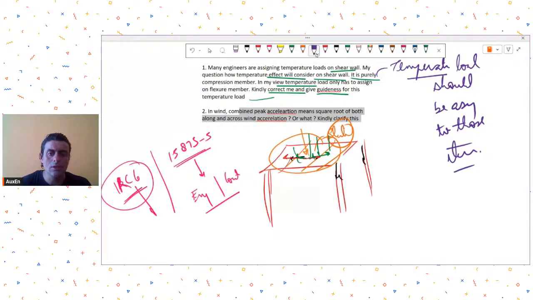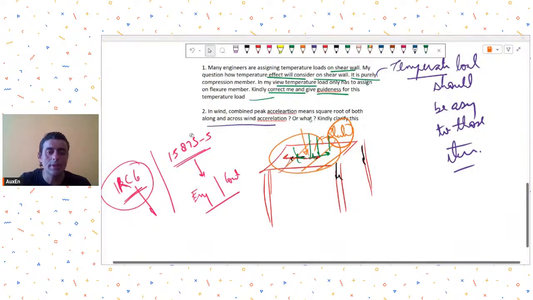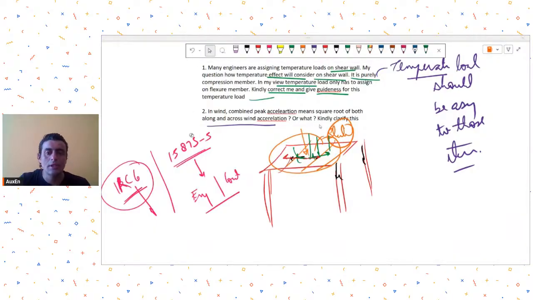No, across is across, along is along. You do not take a square root of these. So basically, you will find the peak acceleration in both directions, in the along wind response also and in the across wind also. So those two are two different values that you will calculate. And then there are guidelines given for along wind and across wind. So those two are separate set of combinations. Those two are separate accelerations. You do not combine them together. They are two different entities, and there are limits given for both of them, which you will check.